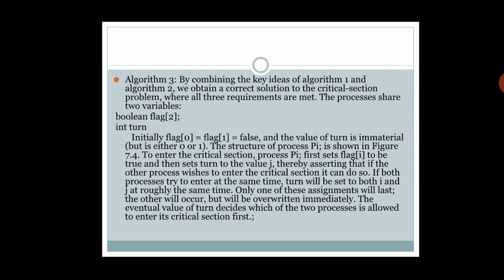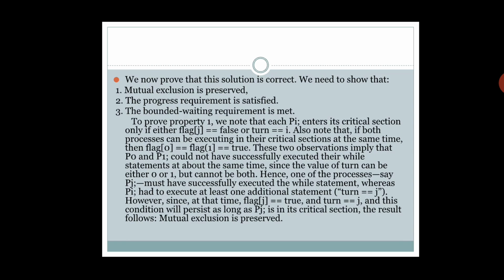Fine, only one of these assignments will last, the other will occur but will be overwritten immediately. The eventual value of turn decides which of the processes is allowed to enter the critical section first. So even though they are set simultaneously, the turn value will be set, but there will be a slight delay, and the algorithm should decide which process has to enter the critical section. You have to understand something like this.